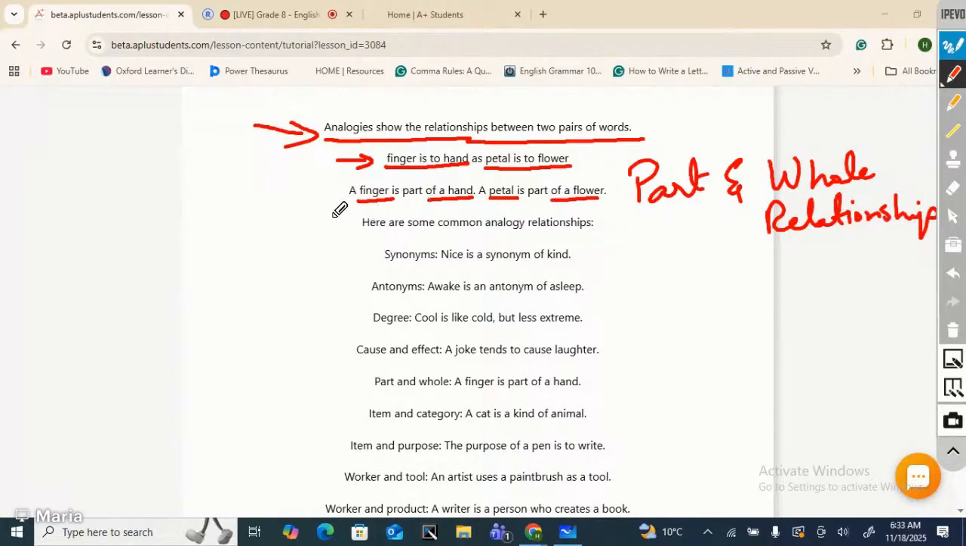Here are some common analogy relationships. Number one, these pairs of words can be synonyms, like nice is a synonym of kind, right? Number two, antonyms. Awake is an antonym of asleep, opposites.